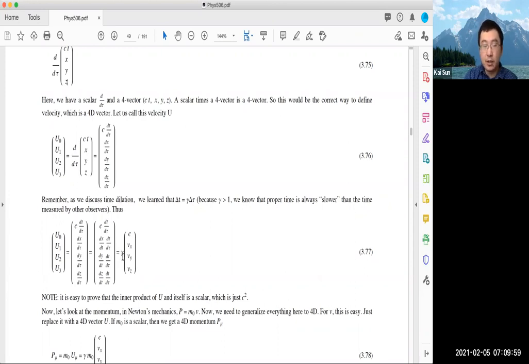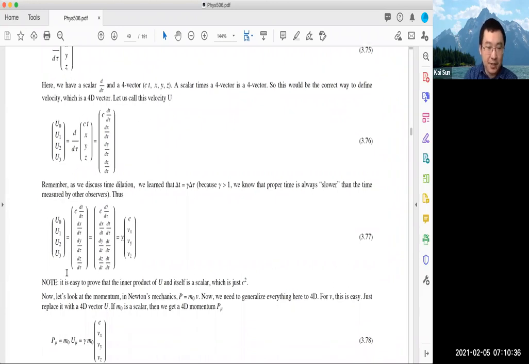Most importantly, when velocity is small, gamma becomes 1. And if gamma is 1, then the last 3 components of this 4D vector recover exactly the velocity Newton defined, vx, vy, vz. The last 3 components of the 4D velocity and the conventional 3D velocity we defined in Newton's mechanics are pretty much the same thing. They only differ by a factor of gamma, and this gamma becomes 1 when the velocity is small. So this is the 4D velocity.